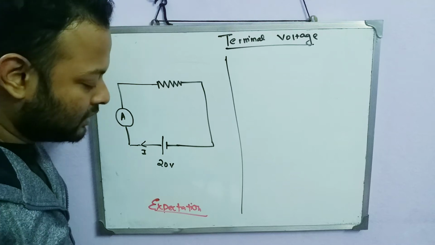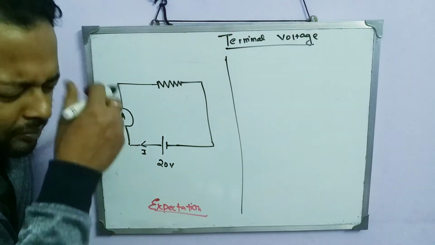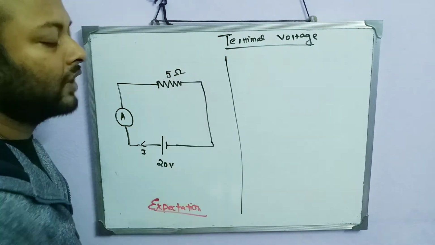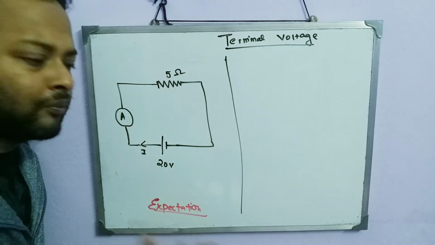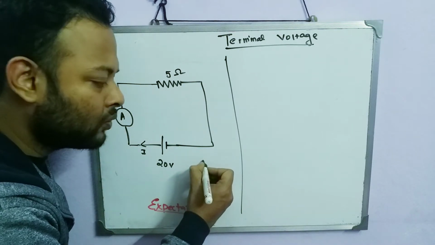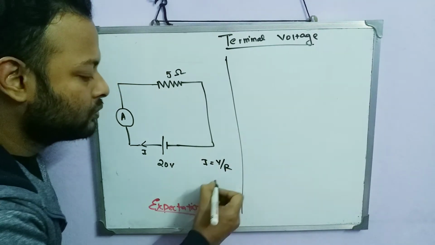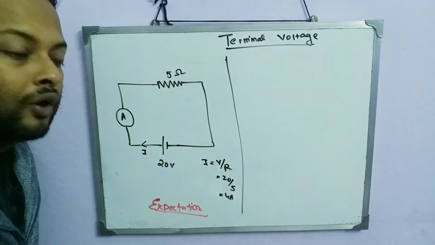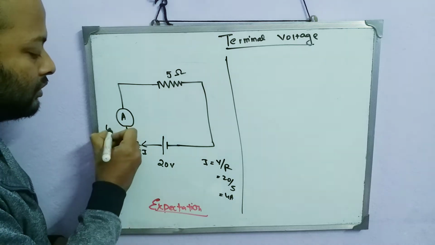Now this ammeter, say this resistor is 5 ohm. How much current do I have in the circuit? Apply Ohm's law, V is equal to IR. So I is equal to V by R. So this will be 20 by 5, which is equal to 4 ampere. So the current flowing through it is 4 ampere.